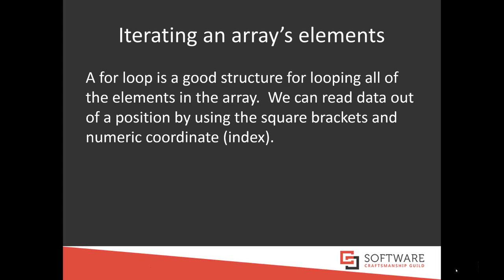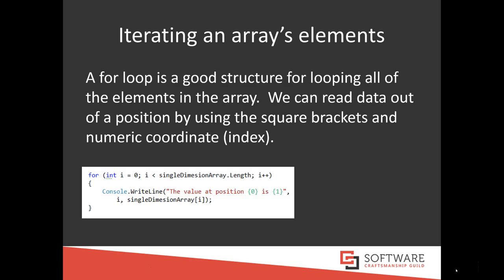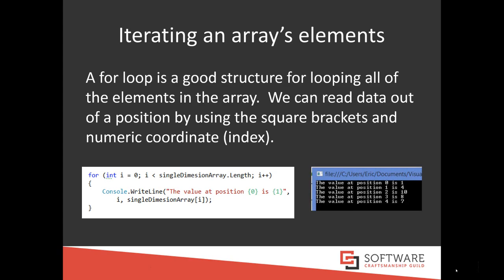So let's take a look at how we would loop through a single dimensional array. For, we're going to start with I at 0, I less than the length property of the array, add 1 to I each time. And we're just going to print out the value at position I, which is going to be the index, is, and then we're going to read out the value of the index. So you use the variable name of the array with square brackets. The number or variable that you pass in there is going to grab the value from that position. When this code gets run, it's going to print out those values that we put in the previous slide.